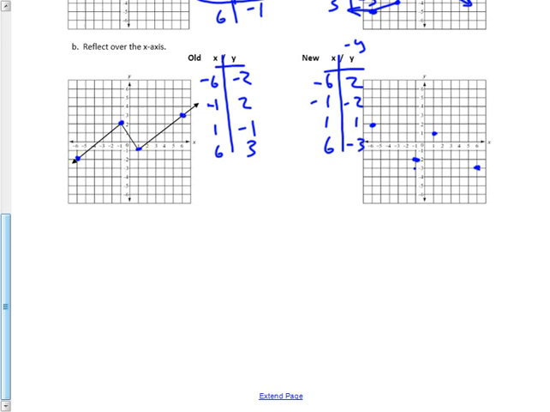And the graph's going to look the same. These two connect, these two connect, these two connect, except that the graph is upside down. It should be the same graph, look the same, except upside down.